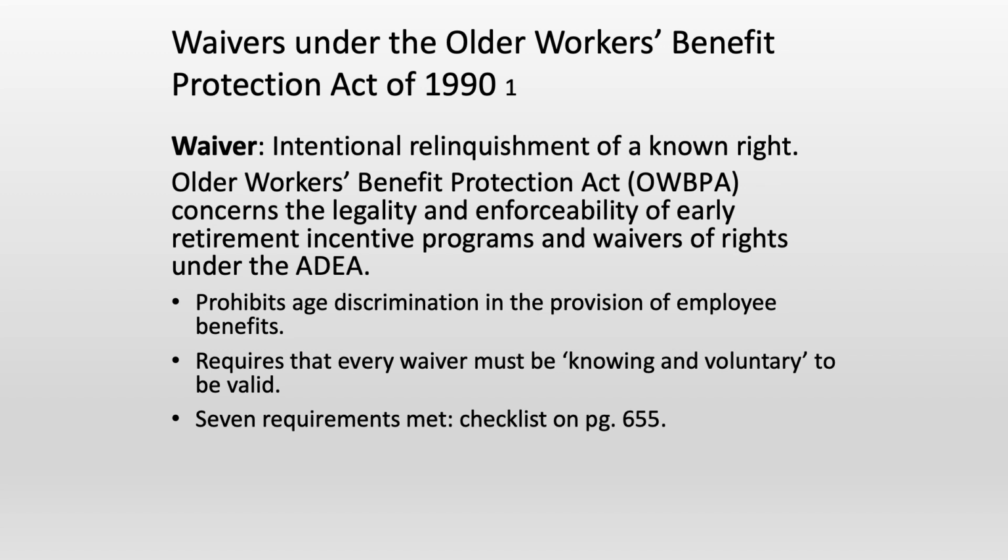There are things called waivers, which are allowed to some extent under the Older Workers Benefit Protection Act of 1990. It's an intentional relinquishment of a known right. So the OWBPA is around the legality and enforceability of retirement incentive programs to ensure that people are retiring without any adverse impact to them, and that they are not being coerced into retiring for any particular reason. So it prohibits age discrimination in the provision of benefits. It requires that every waiver be knowing and voluntary, and there are 7 required elements that you'll see on your checklist on page 655 in your textbook.